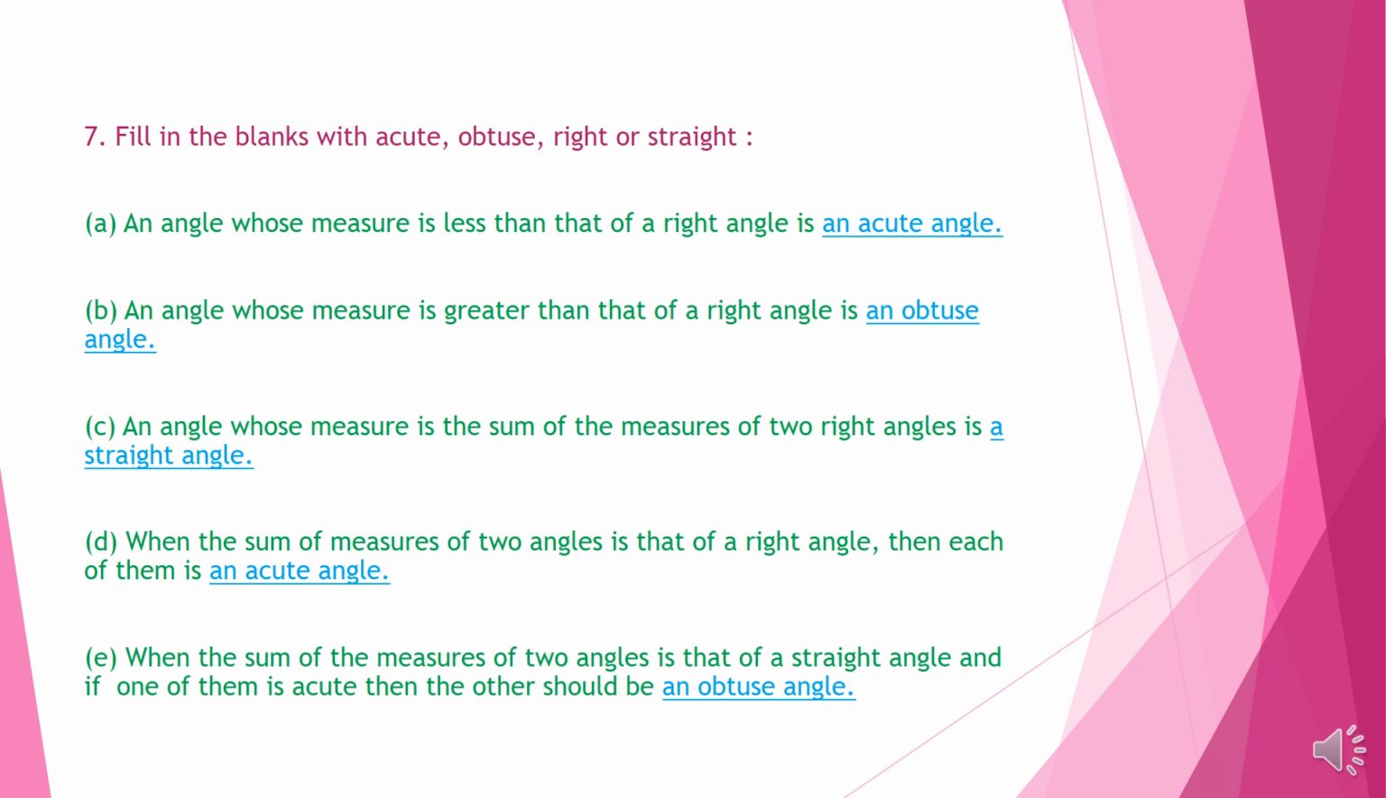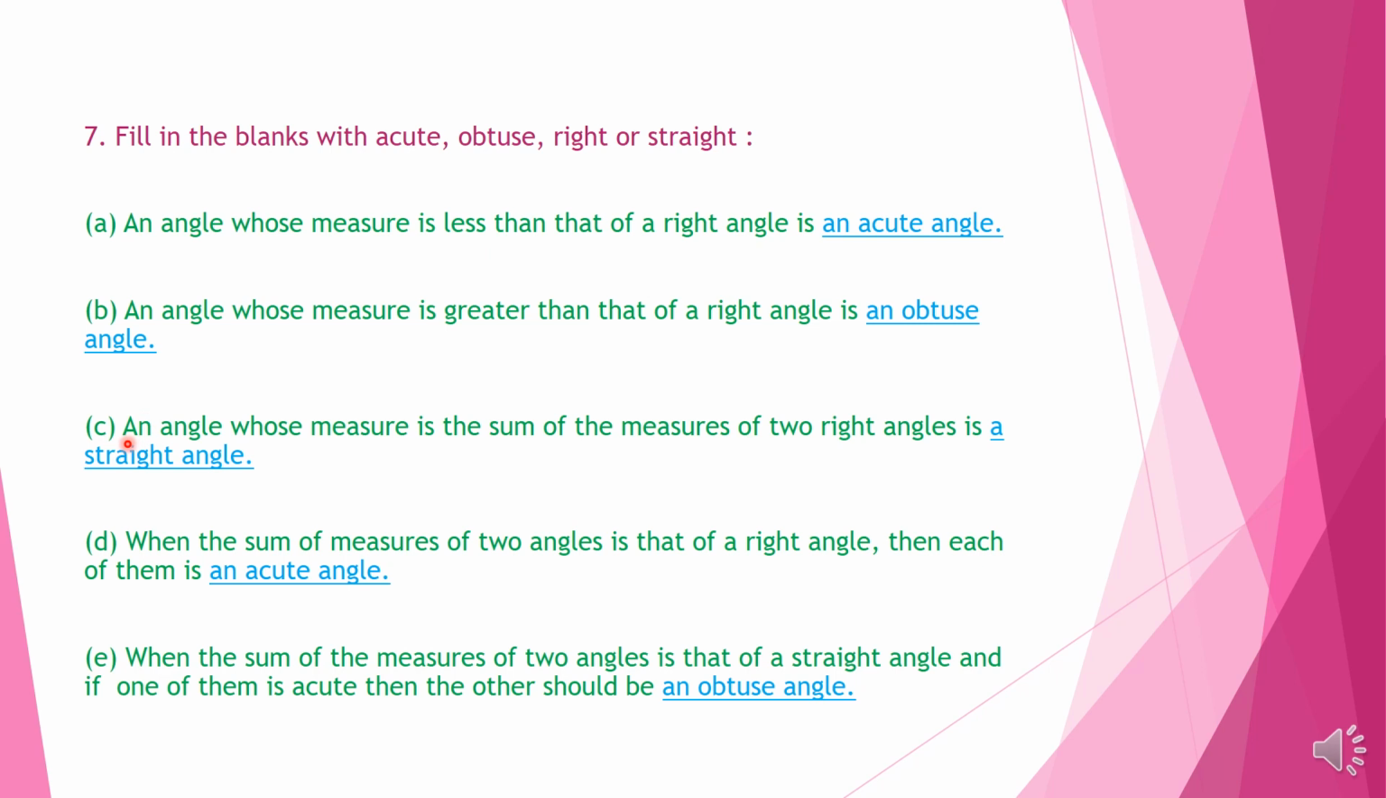Question number 7. Fill in the blanks with acute, obtuse, right or straight. First one, an angle whose measure is less than that of a right angle is dash. Children, less than a right angle is called an acute angle. Number B, an angle whose measure is greater than that of a right angle is, what angle, children? It is an obtuse angle.